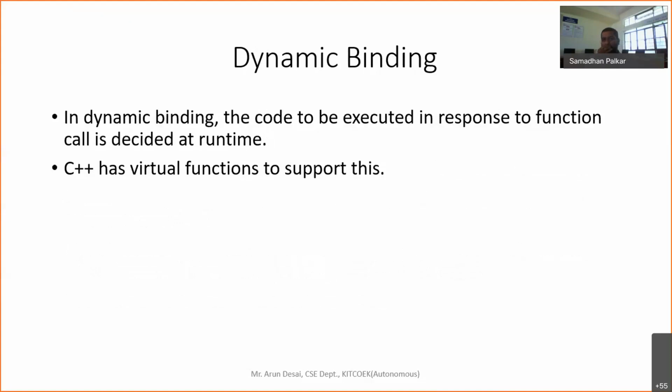And the last thing is dynamic binding. Dynamic binding means the code to be executed in response to a function call is decided at runtime. This is simply called dynamic binding. We achieve this by using virtual functions. Virtual is a keyword used in C++. We'll see virtual functions in the next slides, right? For the time being, this is all about today's lecture on the fundamentals of OOP, right?